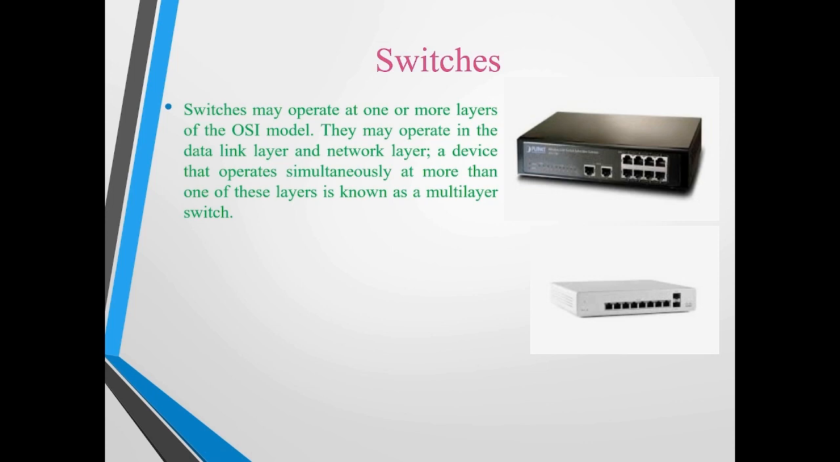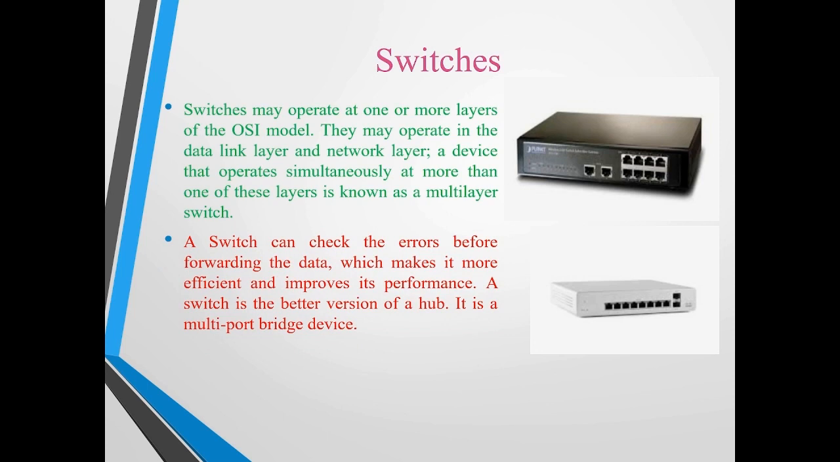Why could we say that this is one kind of intelligent device? Because a switch can check the errors before forwarding the data, and it makes it more efficient and improves its performance, right? A switch is the better version of a hub, and we could say that it is a multi-port bridge device. It is one intelligent device that connects several nodes to form a network, and it redirects the received information only to the intended node, right? So that is why we say that it is one kind of intelligent device.